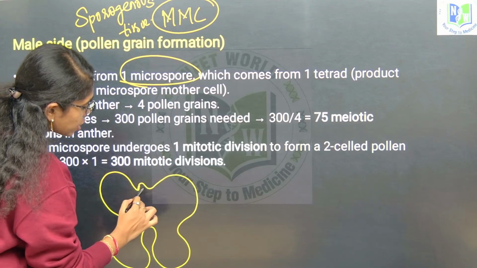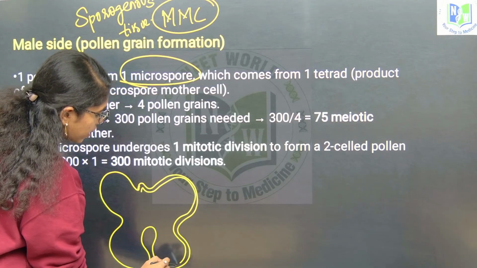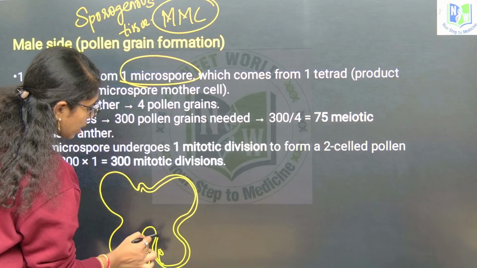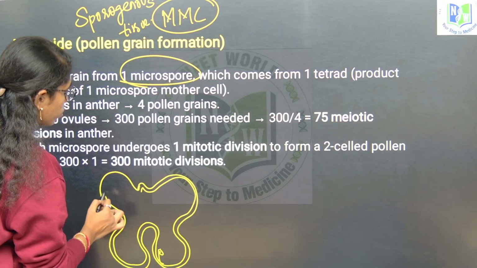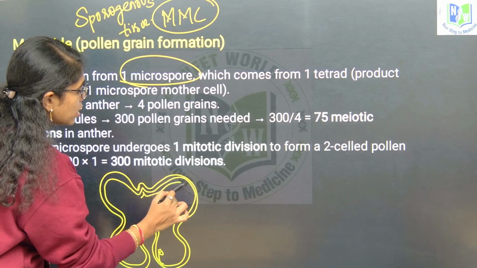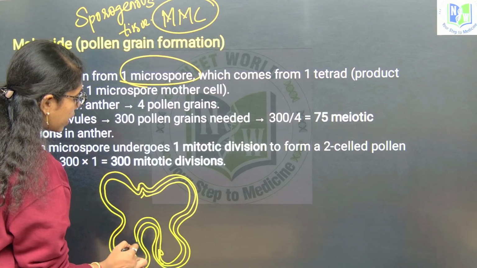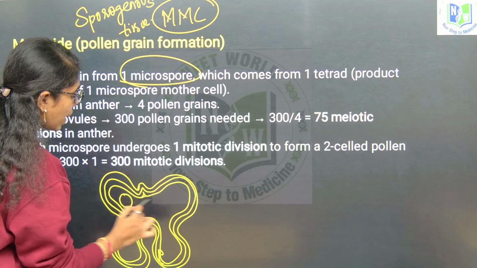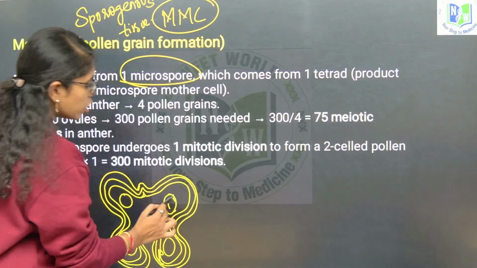the anther has 4 wall layers. Outer is the epidermis, next layer is the endothecium, next to the endothecium 2 to 3 layers of the middle layers, and next to the middle layers you have the tapetum. Tapetum is the innermost anther wall layer, which provides nourishment to the sporogenous tissue. So at the center you have the sporogenous tissue.